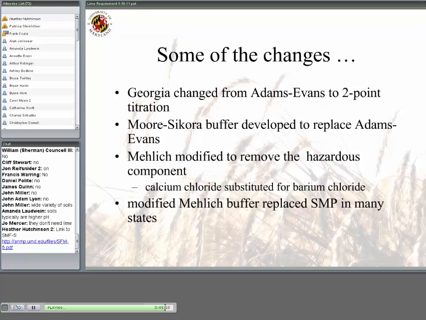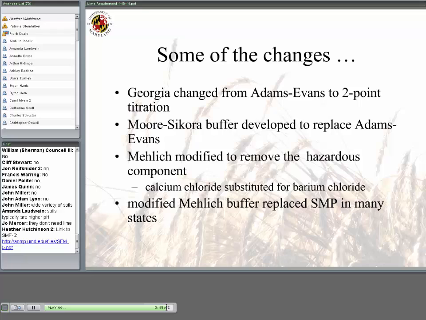It means that the labs have to check their buffer pH every day before they use it to make sure it isn't colonized by fungi yet and the initial pH hasn't been modified. And at this point, it looks like many people have changed in the direction of using the modified buffer. Of the states that I can access information about, many of them who used to use the SMP now use the modified Mehlich, the Mehlich that has calcium chloride as the major exchanger instead of the barium chloride.